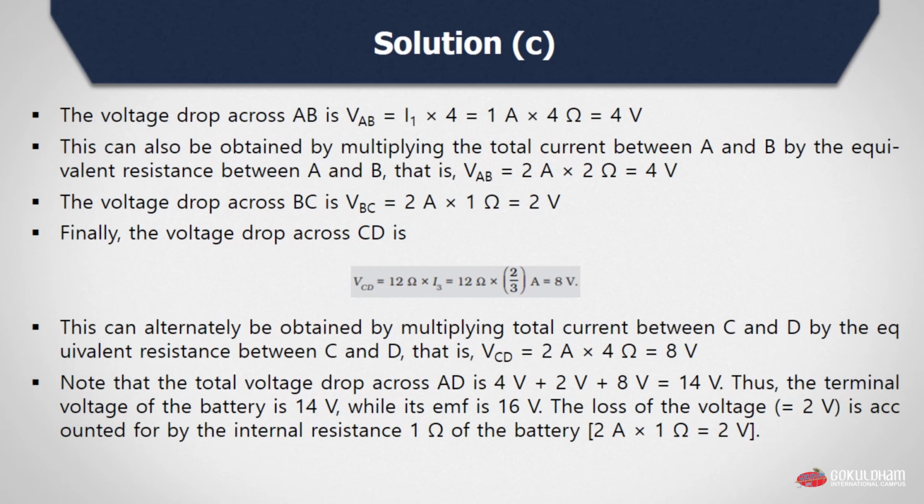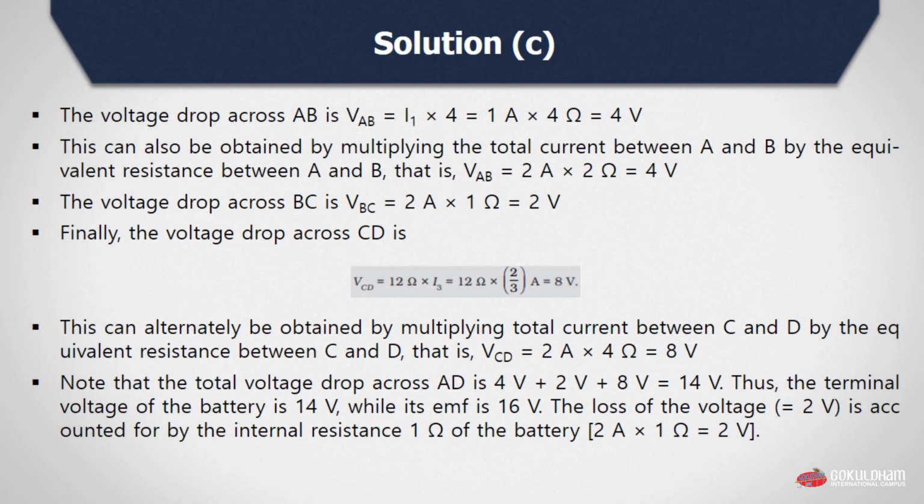This is V_AB equals 2A into 2 ohm, which means we are multiplying the total current and total resistance of A and B, which gives us 4V. The voltage drop across BC is equal to 2A into 1 ohm, which is equal to 2V. Finally, the voltage drop across CD, V_CD, is equal to 12 ohm into I3, equal to 12 ohm into 2/3 A, which is equal to 8V.